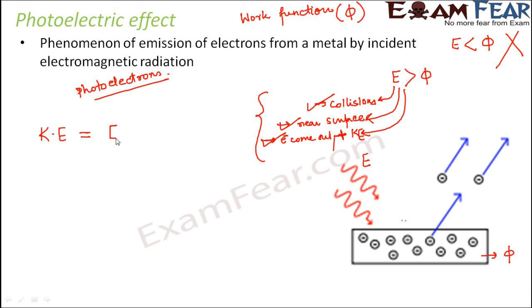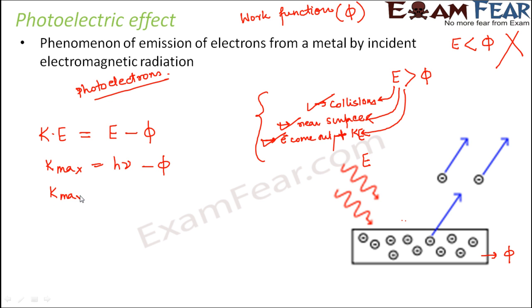So kinetic energy will be equal to E minus phi, correct? Or we can also say that the maximum kinetic energy, which we generally denote as K max, would be equal to, what is this energy E? This energy is basically the energy of the incident light, which we can write as h nu. And what is phi? Phi is nothing but the work function.